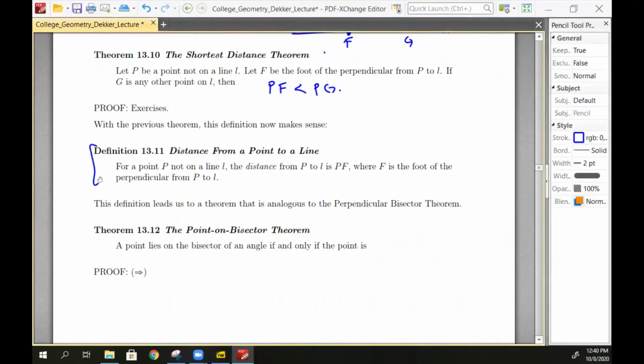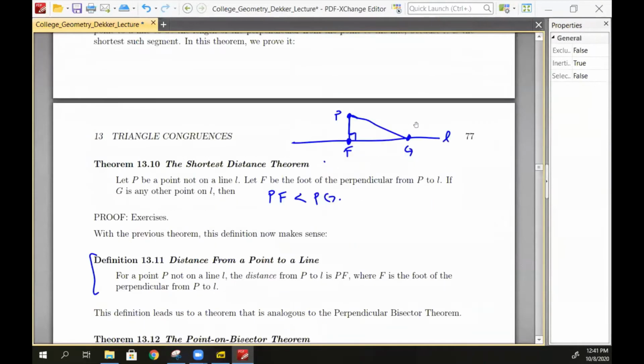So what we've said is the definition that's here: for a point P not on the line, the distance from P to L is PF, where F is the foot of the perpendicular from P to L. Exactly this image that we've drawn here.